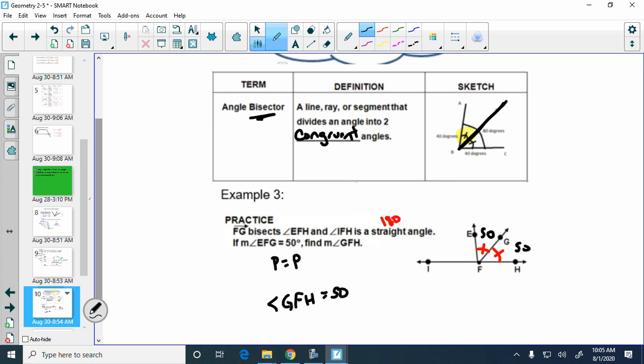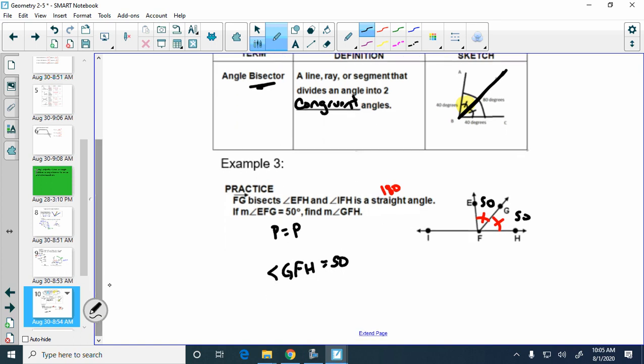Now, it didn't ask me here, but what would EFI be? EFI, this blue angle, they would all have to add up to 180 because they make a straight line. So I've got 50 and 50. This part right here must be 80 degrees to end up with a straight angle.